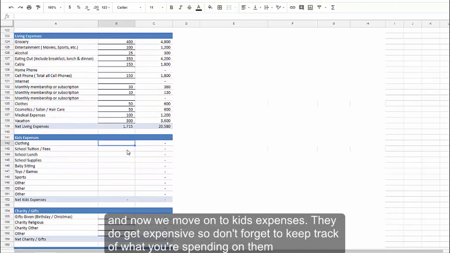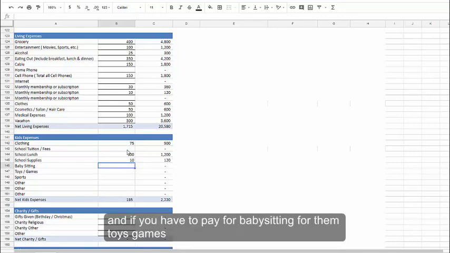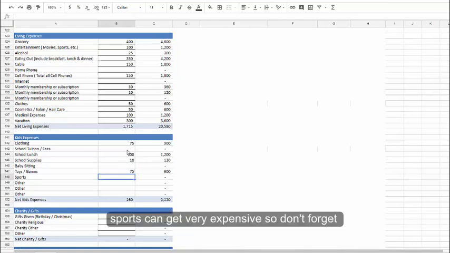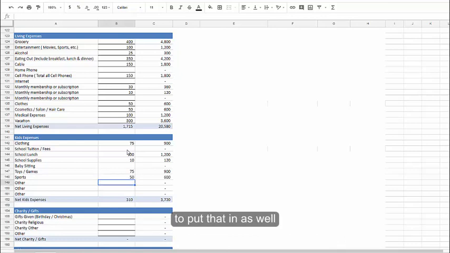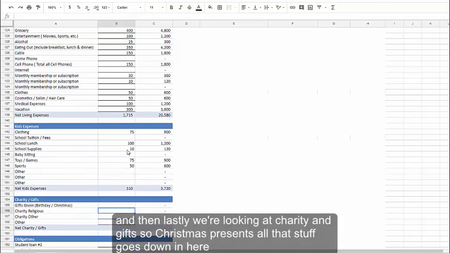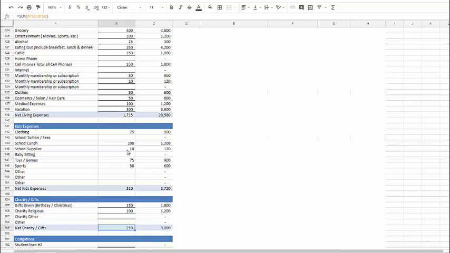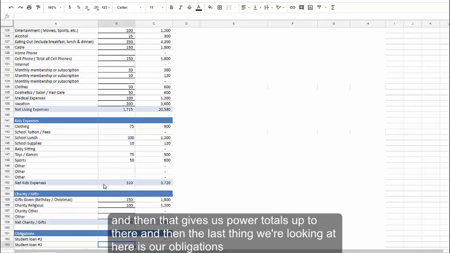They get expensive, so don't forget to keep track of what you're spending on them. And if you have to pay for babysitting for them, toys, games, sports can get very expensive, so don't forget to put that in as well. And then any other kids' expenses. And then lastly, we're looking at charity and gifts. So Christmas presents, all of that stuff goes down in here as well. Birthday gifts. And then that gives us our totals up to there.